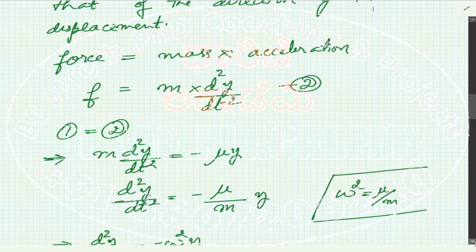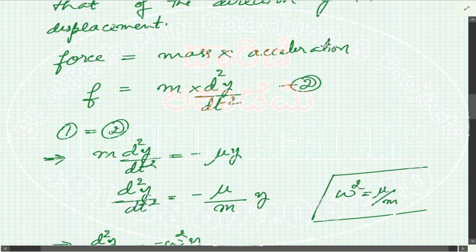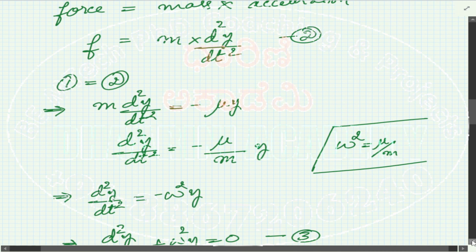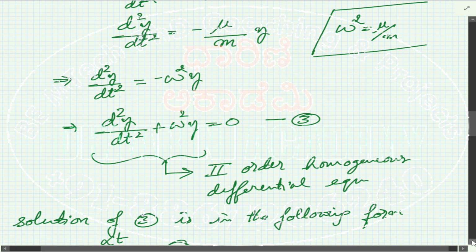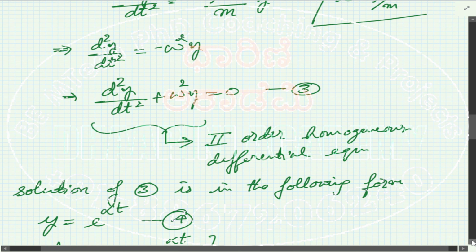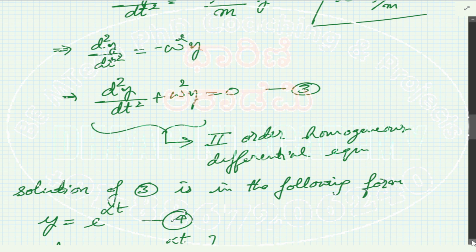Then let's move on. This gives us d square y by dt square is equal to minus omega square into y. And this minus omega square into y we will bring to the left hand side to make it positive. So you can see that this is d square y by dt square plus omega square y, and this is equal to 0. This is a second order homogeneous differential equation, equation number 3.